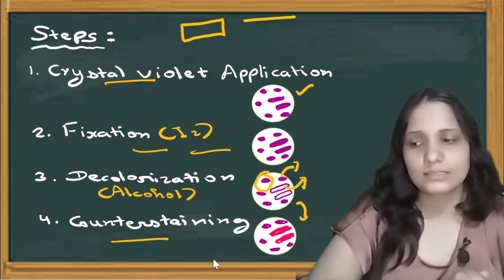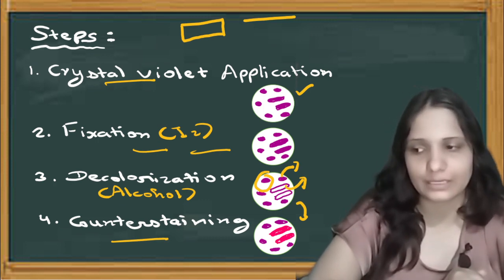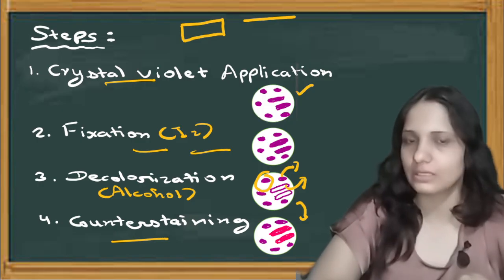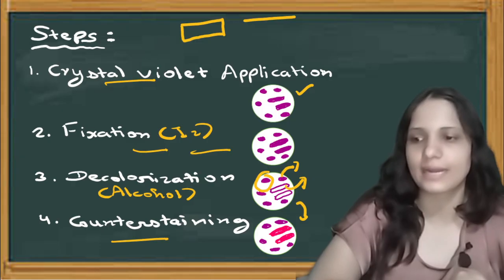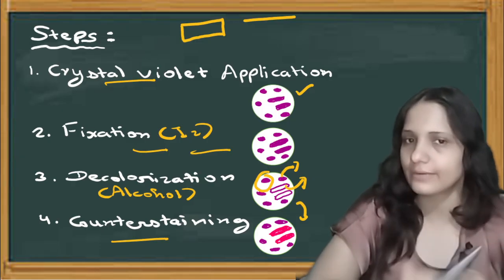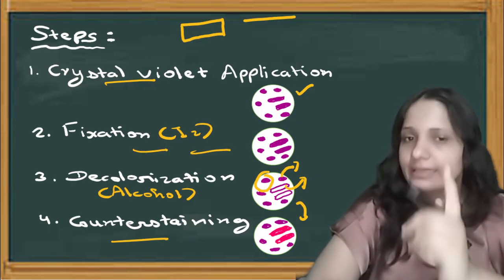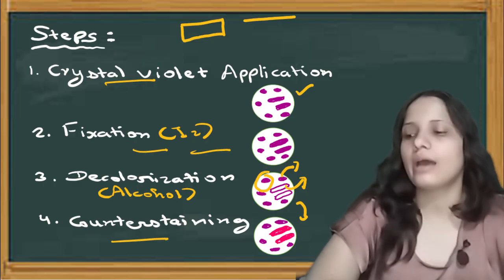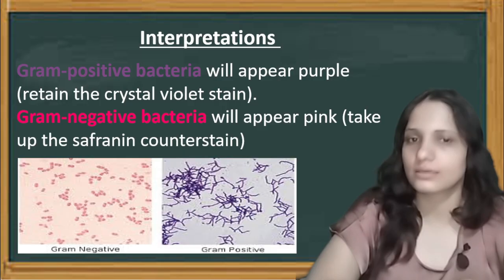So this is how we perform gram staining. Now after gram staining, once we have followed all of these 4 steps, crystal violet, fixation that is iodine, decolorizing alcohol, and then counter staining by safranin, now we have to see our slide under the microscope.